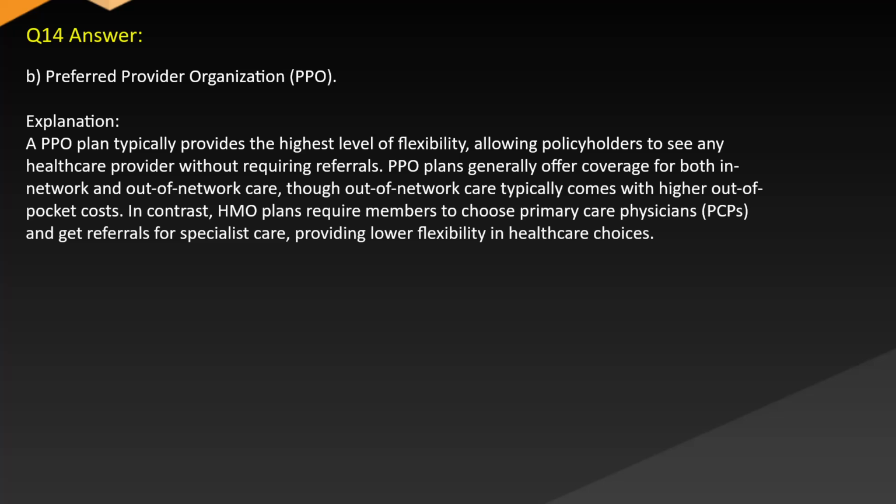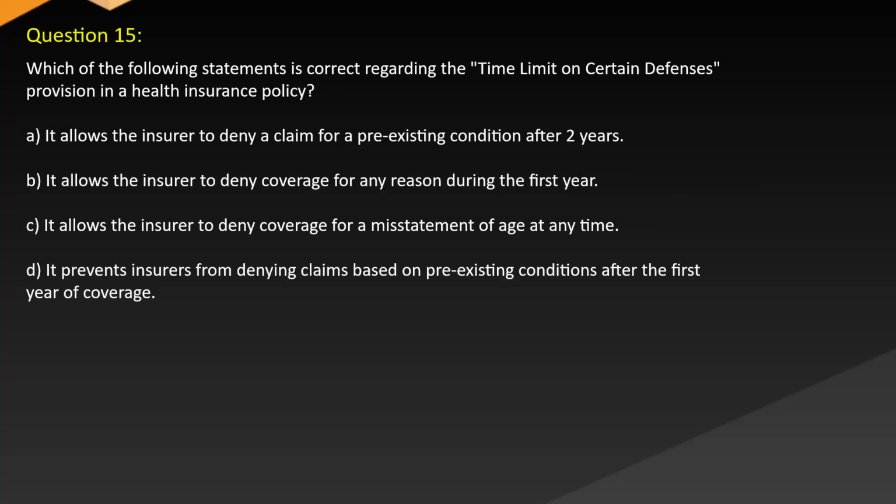low flexibility in healthcare choices. Question 15. Which of the following statements is correct regarding the time limit on certain defenses provision in a health insurance policy? A. It allows the insurer to deny a claim for a pre-existing condition after 2 years. B. It allows the insurer to deny coverage for any reason during the first year. C. It allows the insurer to deny coverage for a misstatement of age at any time. D. It prevents insurers from denying claims based on pre-existing conditions after the first year of coverage.